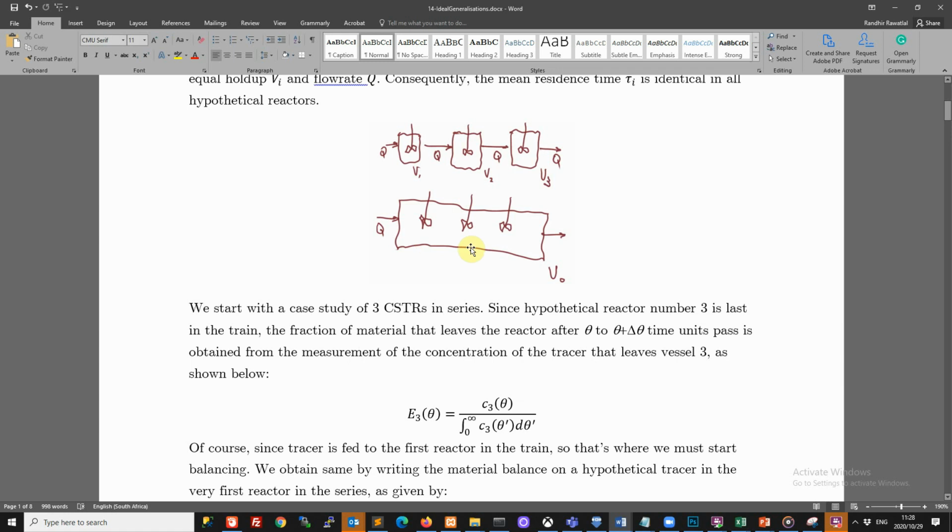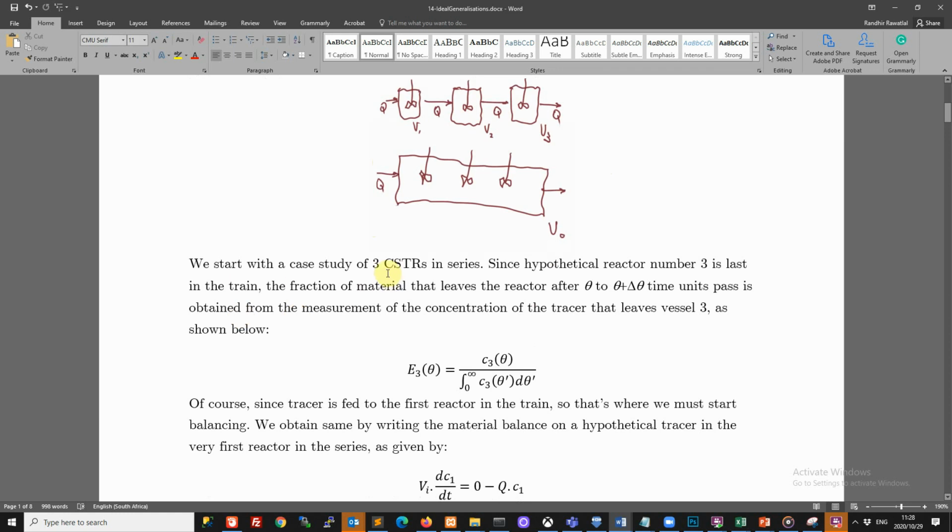We can, of course, see that there does exist an overall space-time here. So the total space-time is V0 over Q. If these are equal volumes, then the space-time here will be 1/3 of the space-time of the total system. Remember, space-time is V over Q. If Q is staying the same, and remember in series the flow rates are all equal, and we are only partitioning the volume, then V over Q gives us 1/3 of the total volume. So the individual space-time is 1/3 of the total space-time.